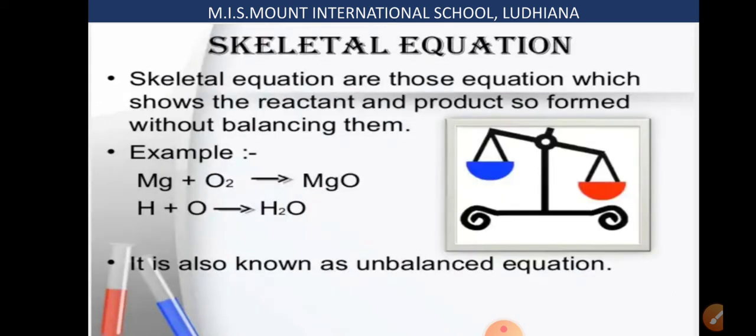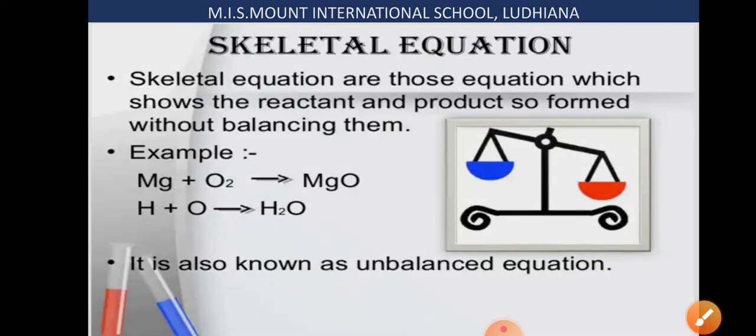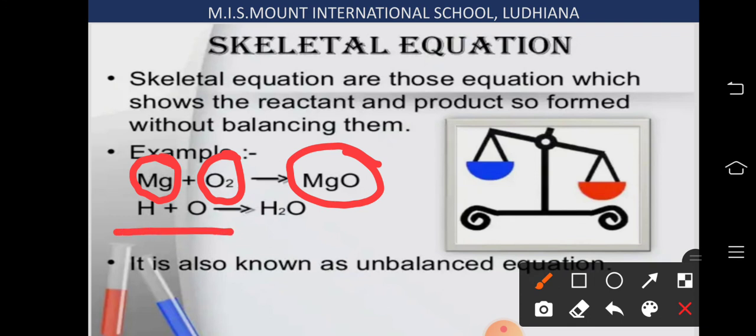Fine students, then there is the skeletal equation in which we use symbols. Like here, for the same reaction which I have written before, that magnesium reacts with oxygen to form magnesium oxide, that is Mg plus O2 gives MgO, where Mg is the representation of magnesium, O2 is the representation of oxygen, and MgO is the magnesium oxide which is formed. But this reaction is unbalanced. Why is this reaction unbalanced? Because the number of atoms of the elements present on the left hand side and on the right hand side are not equal. So such a reaction is known as an unbalanced equation.